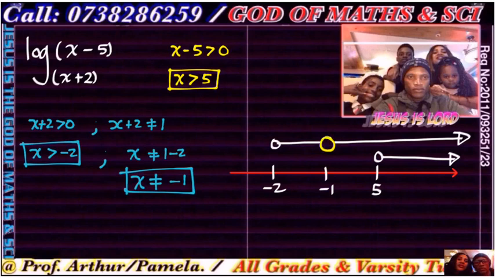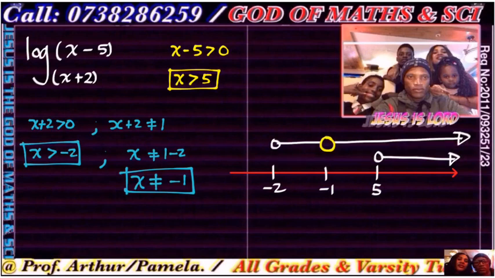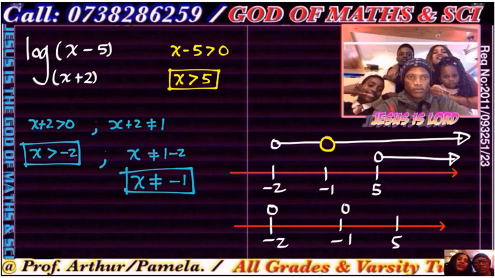Write it like that, which really looks like this. In shortcut, it looks like this. Here I've got minus 2, open circle. Here I've got minus 1, open circle. Here I've got 5, open circle. So you'll take numbers between minus 2 and minus 1. And then you must take numbers between minus 1 and 5. And then you must take numbers beyond. So there's 3 solutions. Your solution is here, between, there, between, and here after.